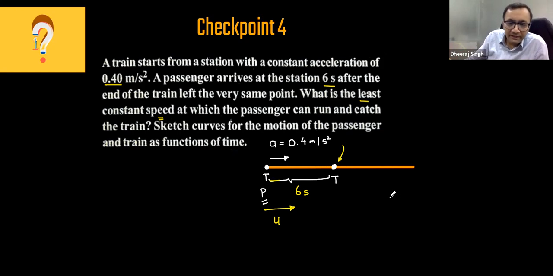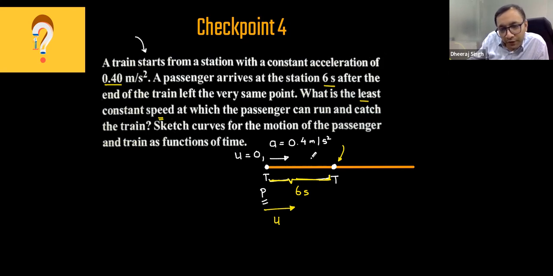Okay, this diagram is clear to everyone. This is the way, at least this much diagram you have to draw. Is there any confusion about how you start drawing the diagram? Is it clear or not? Type in. Now, for the train, the initial velocity is zero. It says it starts. Okay.